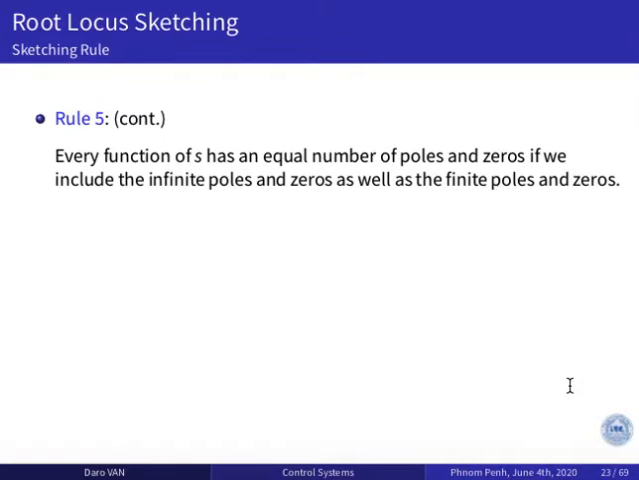And every function of s has an equal number of poles and zeros, if we include the infinite poles and zeros as well as the finite poles and zeros. So it has an equal number of poles and zeros.